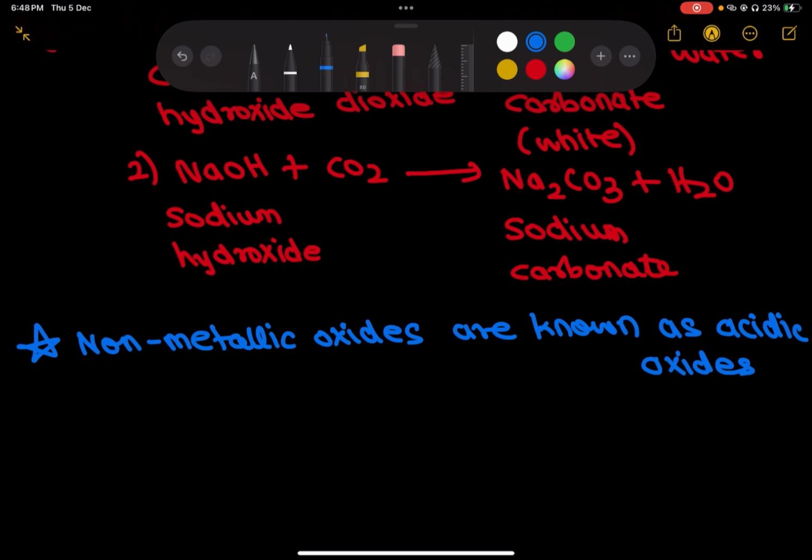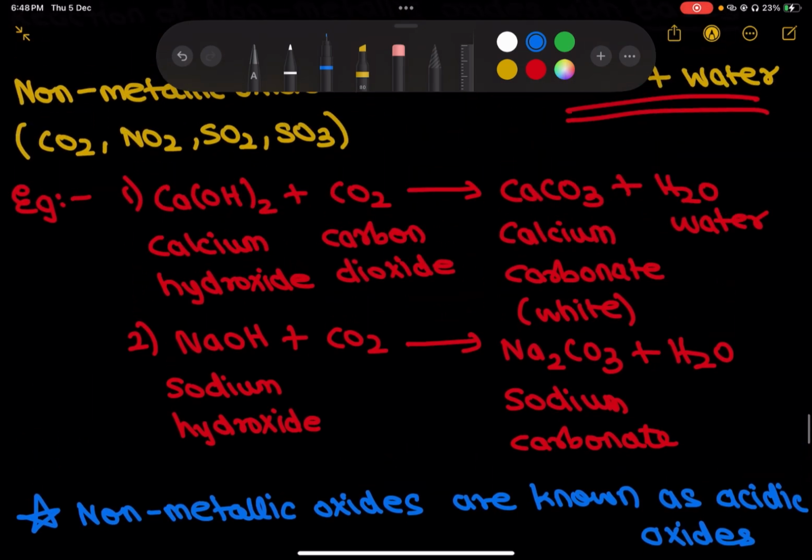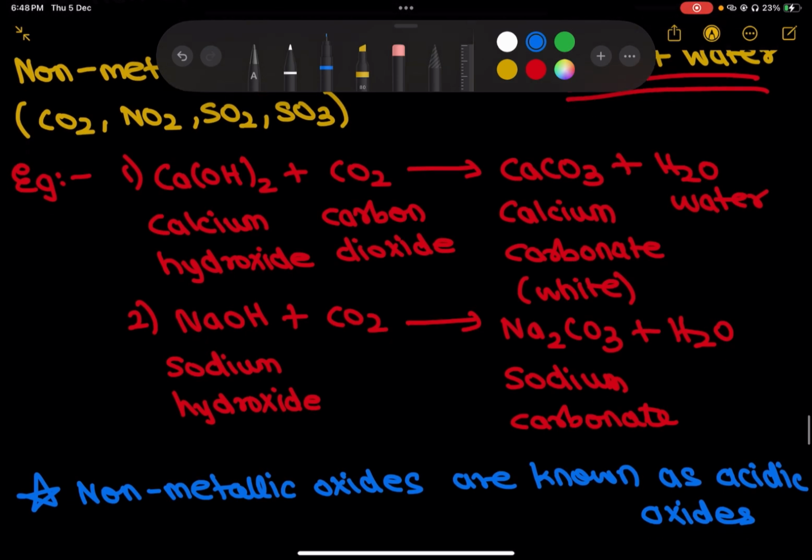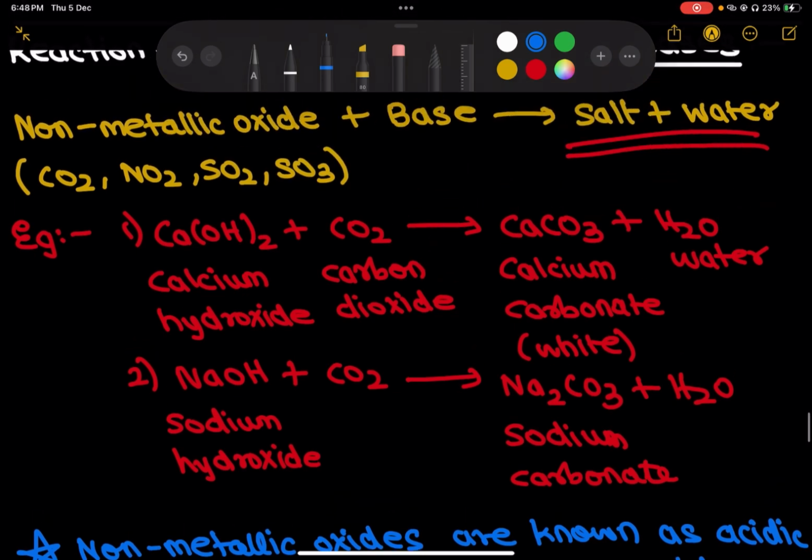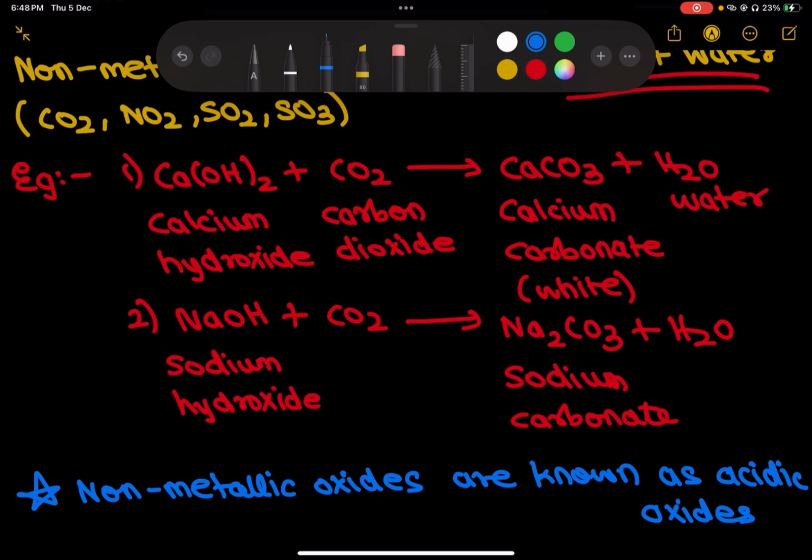So basically, acidic oxides are CO2, NO2, SO2, right? So we know about acid rain, correct? In acid rain, what happens is the greenhouse gases or poisonous gases, so CO2, SO2, SO3, all of these combine with rainwater, and it falls on the earth as acid rain, right? So why is it known as acid rain? It is because CO2 and SO2 are acidic in nature. So in this way, you can remember that these non-metallic oxides are known as acidic oxides. And the other way around, metallic oxides are known as basic oxides.